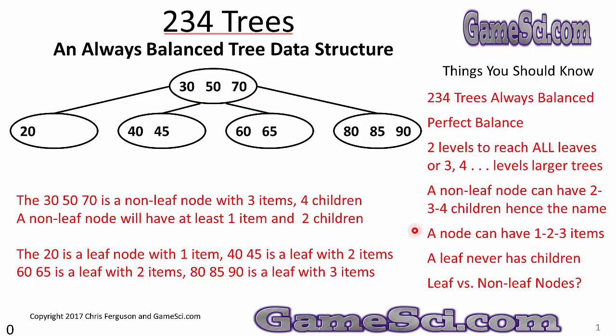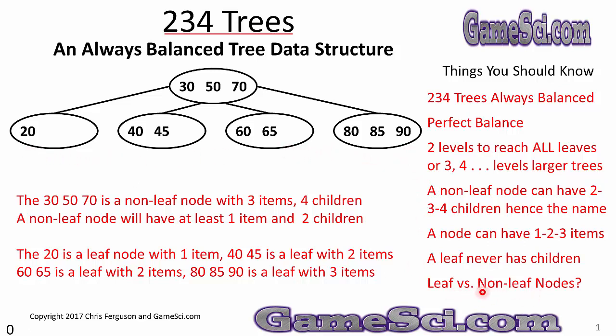A node can have 1, 2, or 3 items in it. This node has 1 item. This node has 2 items. This node has 2 items. This node has 3 items. A leaf never has children. All of these are leaf nodes across the bottom here, and they have no children.